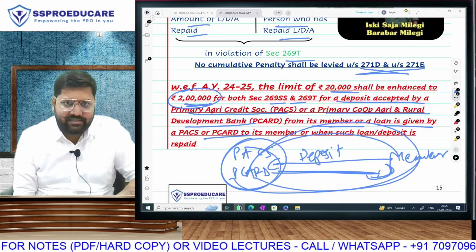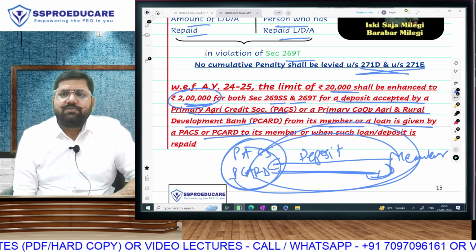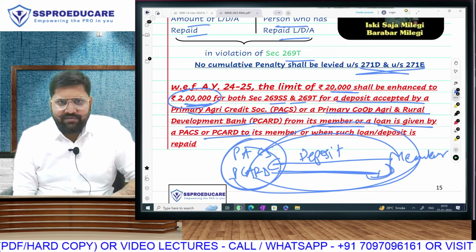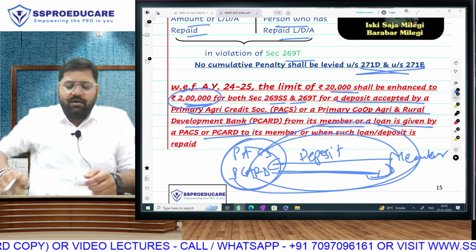Otherwise, 269SS and 269T will have the 20,000 limit. So, ladies and gentlemen, that was the third chapter, and as promised, we will keep the duration between 1 hour 15 minutes and 1 hour 20 minutes. So, we cannot be starting the next chapter.